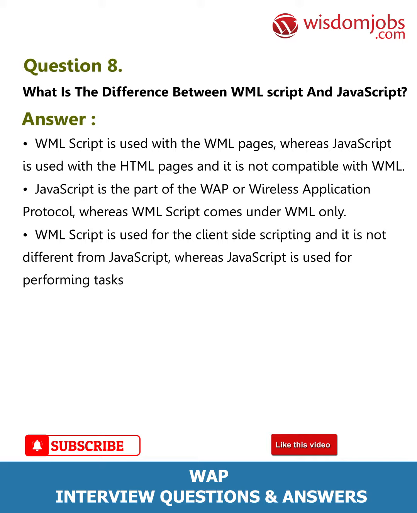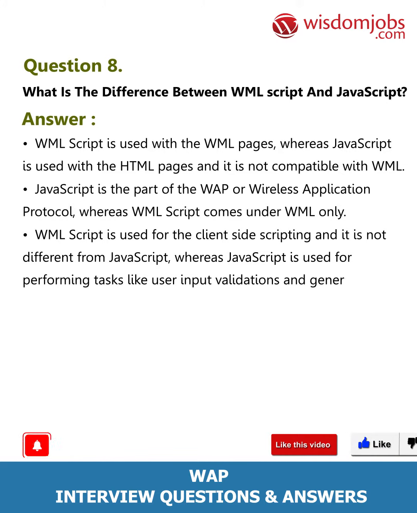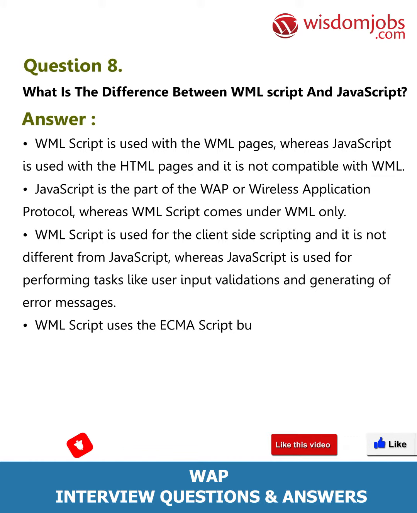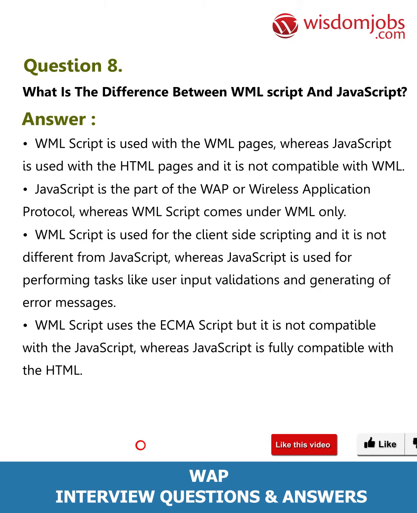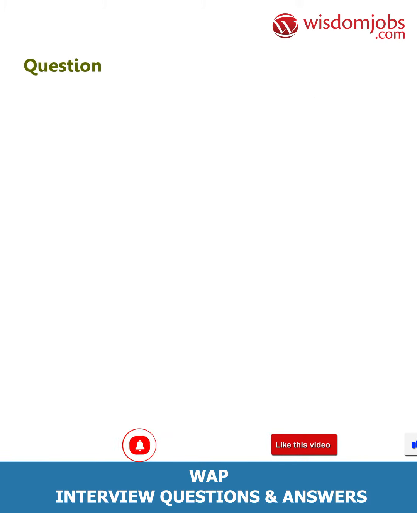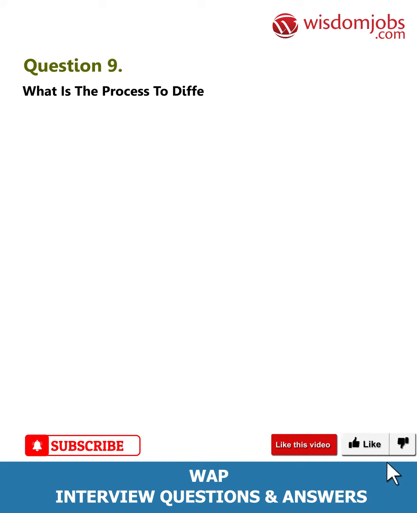WML script is used for the client-side scripting and it is not different from JavaScript, whereas JavaScript is used for performing tasks like user input validations and generating of error messages. WML script uses the ECMAScript but it is not compatible with the JavaScript, whereas JavaScript is fully compatible with the HTML.